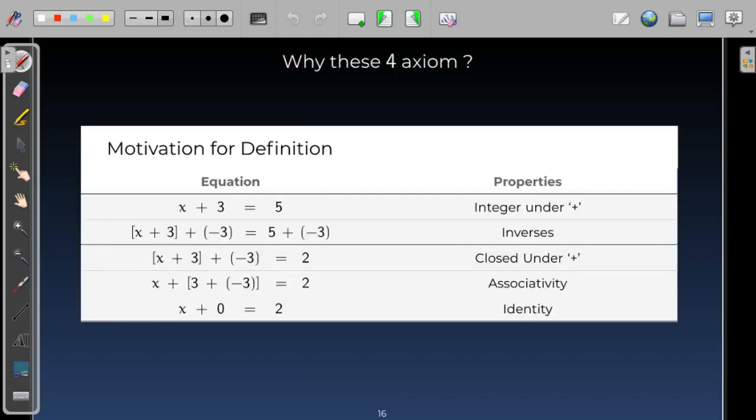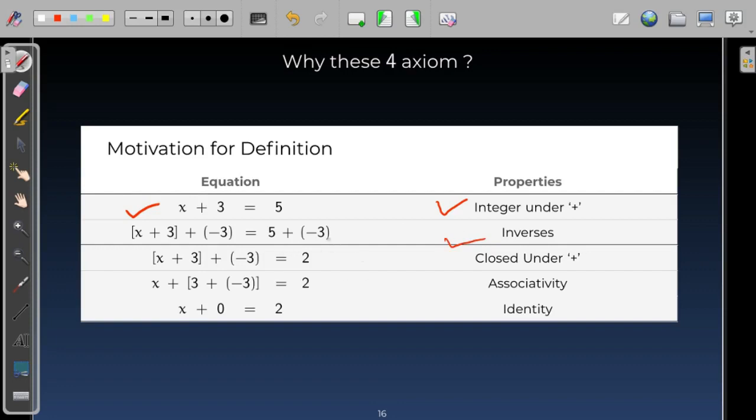Okay, so why these 4 axioms? You can see that these axioms are there for us to use in any field for solving equations. So we are going to start with the simplest equation. Let's solve this equation: X plus 3 is equal to 5, and the group that we are considering is integers under addition. To solve this, we have to add minus 3 to both the left hand side and the right hand side. Why minus 3? Because minus 3 is the inverse of 3, and so there must be an inverse. Without an inverse, you will not be able to solve this equation.